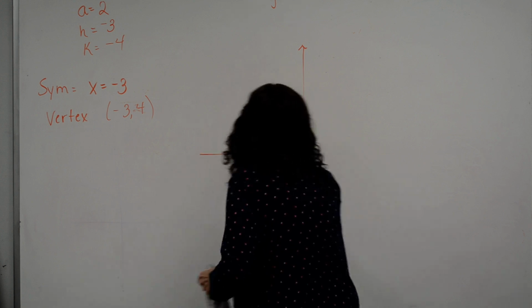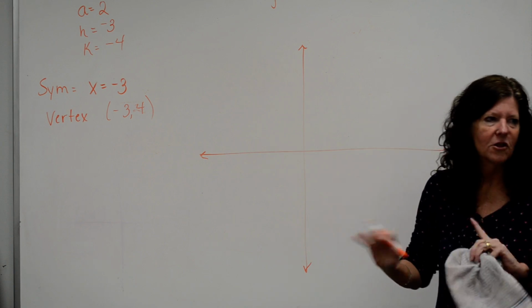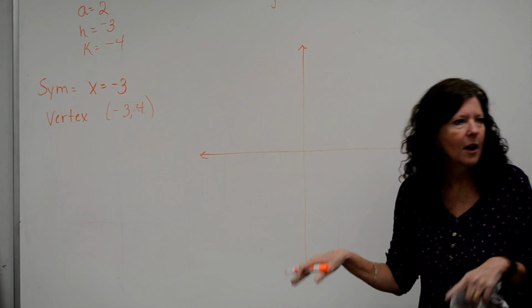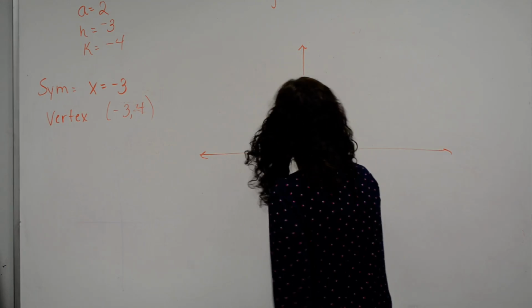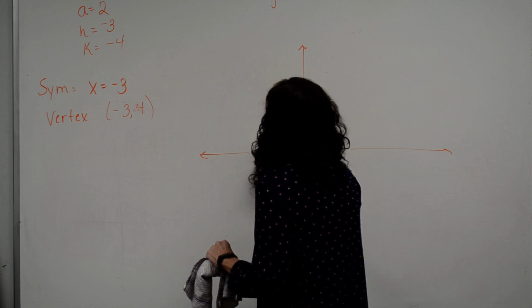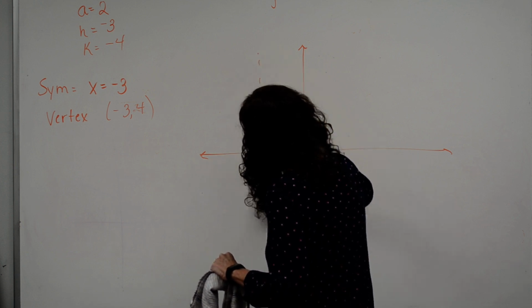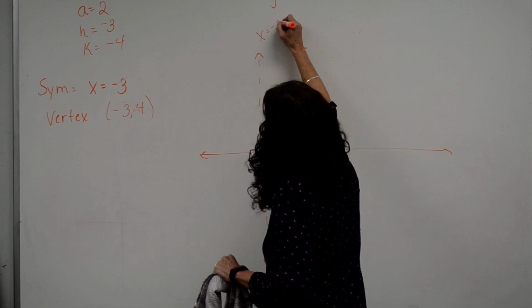Truthfully, once you learn this, it's so easy to graph parabolas. You don't have to worry about where they cross. You don't have to worry about plugging in points. Okay, so I have an axis of symmetry at negative 3. And I'm going to make my axis of symmetry a dotted line. So that's x equals negative 3.